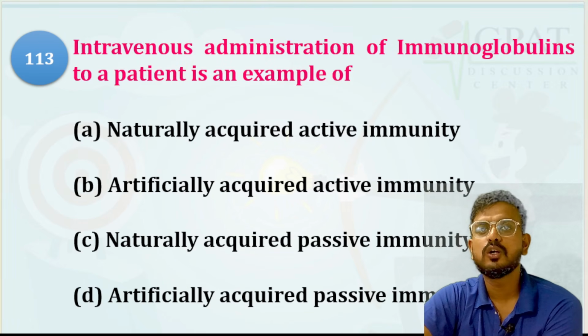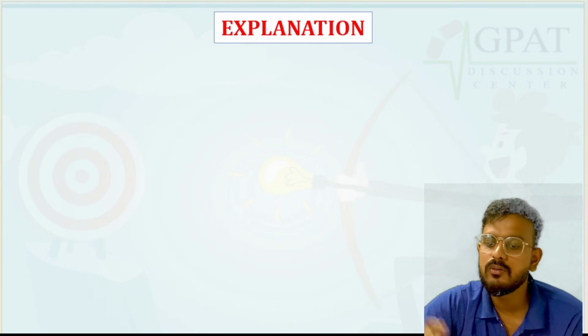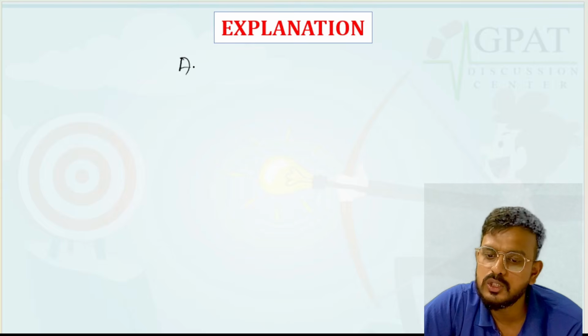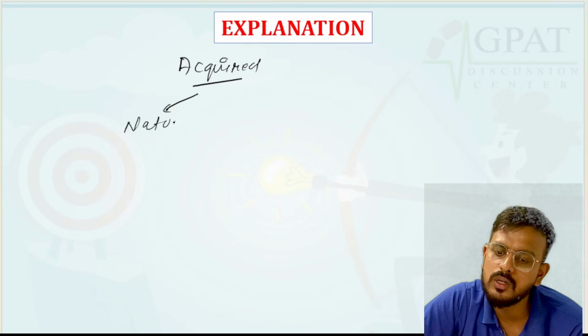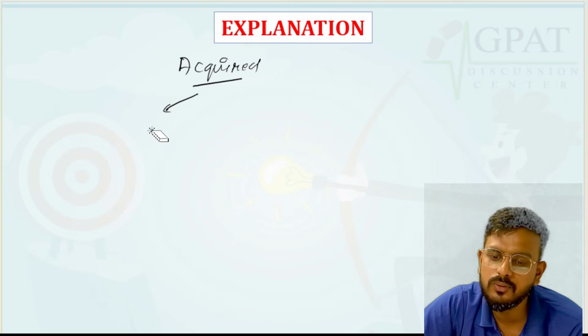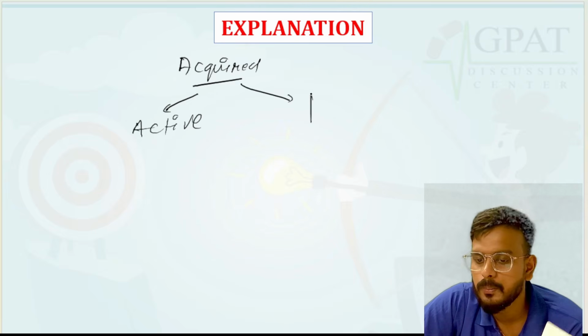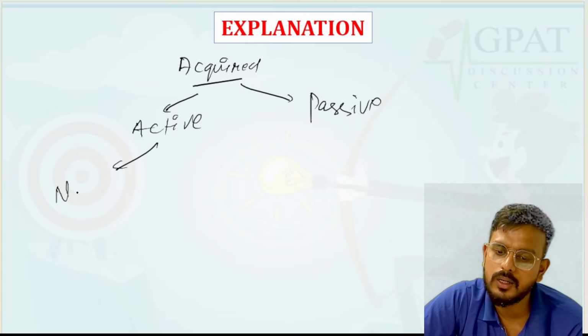The next question is about intravenous administration of immunoglobulins. Chalo, let's talk about this. So you are adding intravenous immunoglobulin. These all come under your acquired immunity. Acquired immunity is of two types. Either it is natural or it is artificial.